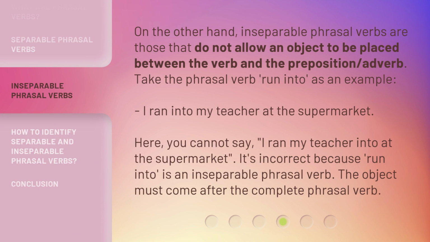On the other hand, inseparable phrasal verbs are those that do not allow an object to be placed between the verb and the preposition or adverb. Take the phrasal verb run into as an example. I ran into my teacher at the supermarket. Here, you cannot say, I ran my teacher into at the supermarket. It's incorrect because run into is an inseparable phrasal verb. The object must come after the complete phrasal verb.